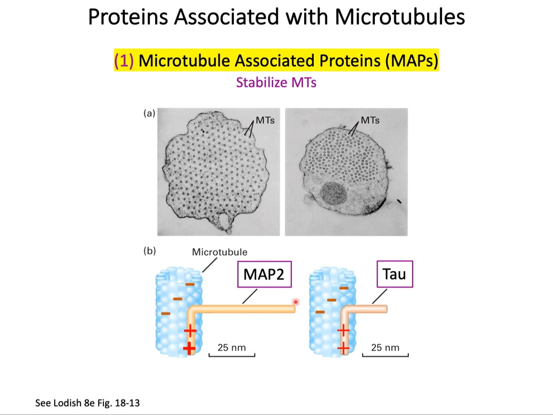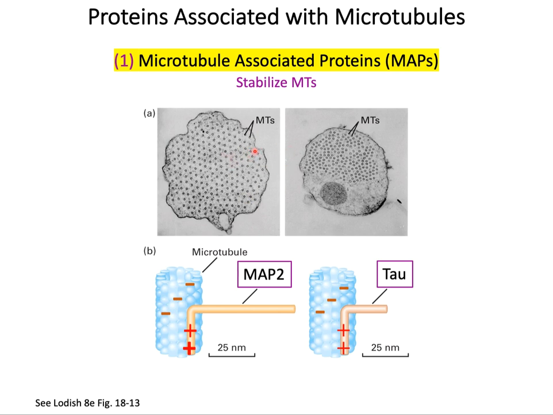The other domain of the protein sticks out from the domain interacting with the microtubule at a right angle, and this serves as a spacer to stabilize the microtubule structures. So here you can get really a good idea how these types of proteins can stabilize and space microtubules.